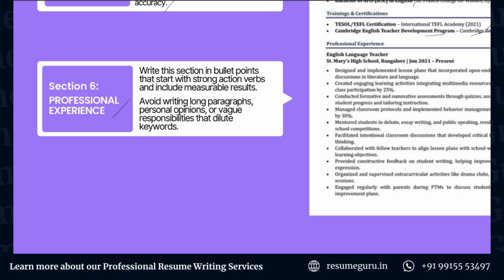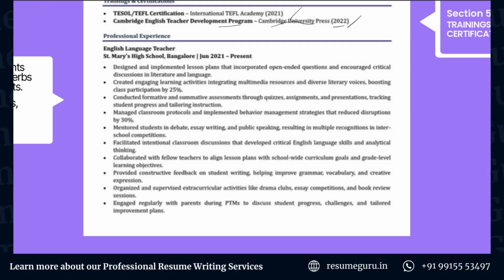The experience section is the most important section in a resume because this is where you showcase all the work experience you've had in your field. The experience section is laid out in the following manner. Firstly, you give the title, then you give the name of the institute that you worked at. For this particular client, we've written that they were an English language teacher in St. Mary's High School, Bangalore, and the dates from when to when they worked there.